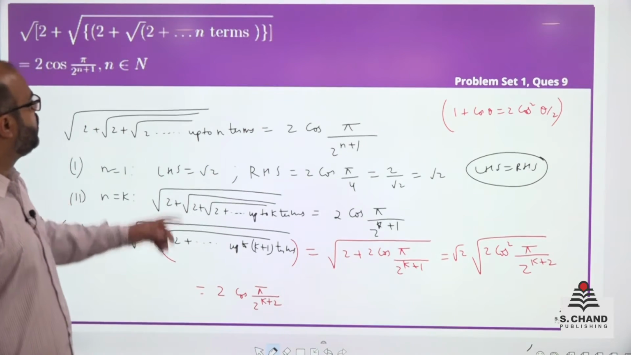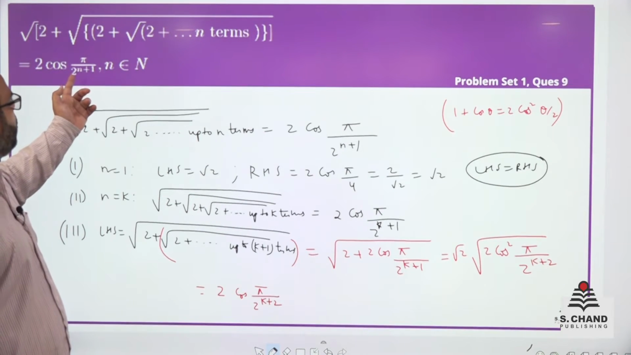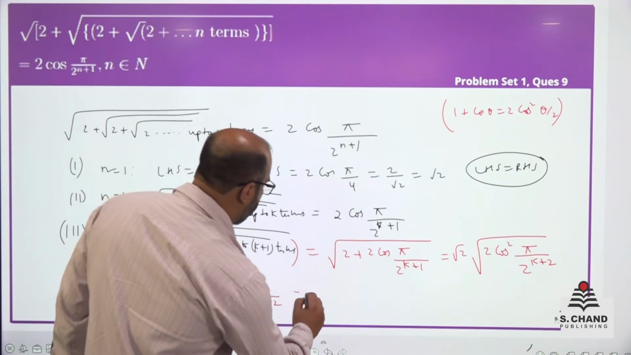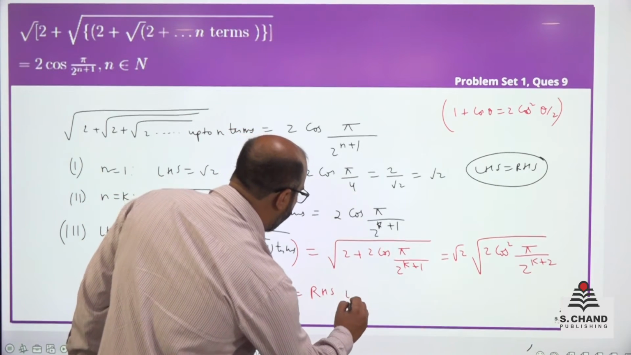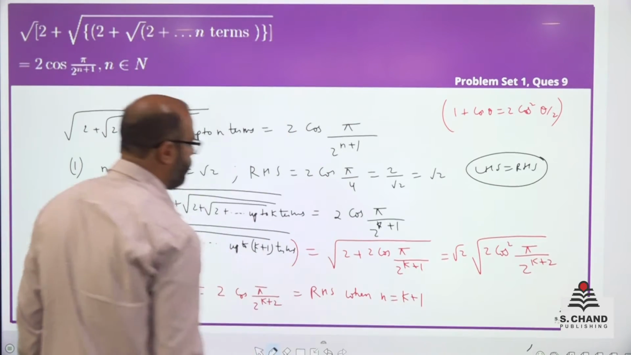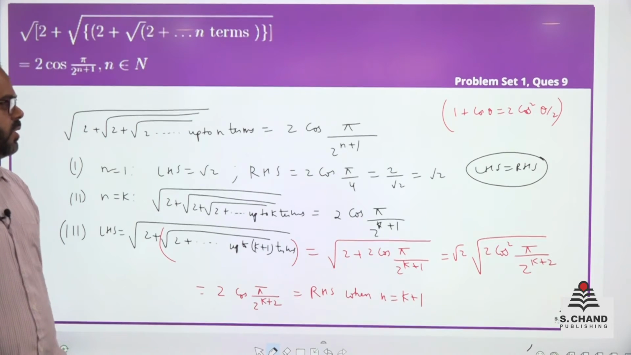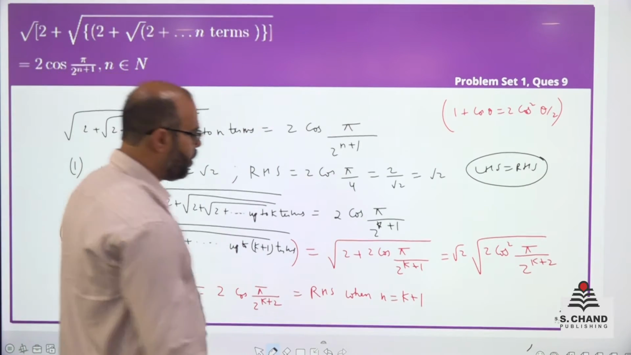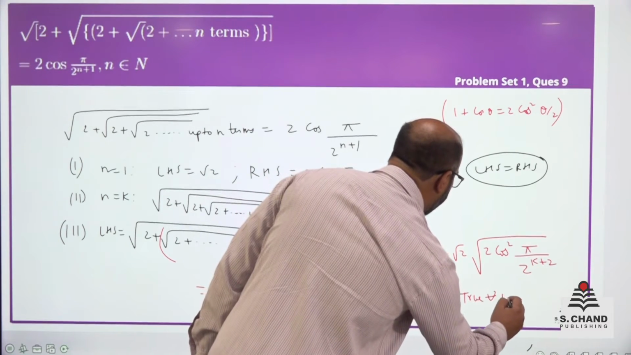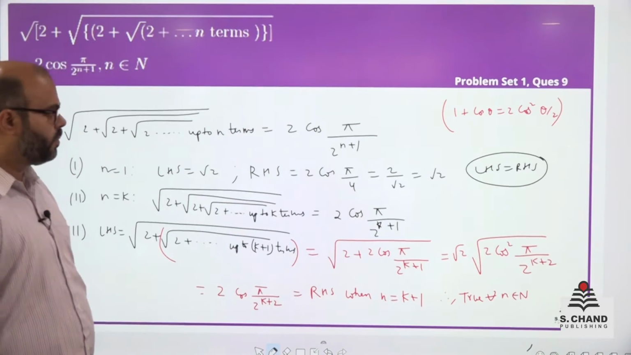What will this be? This will be the right hand side of the equation when n is equal to k plus 1. So this is equal to the right hand side when n is equal to k plus 1. So this is how we can prove this for k plus 1. This means, therefore, it is true for all n belonging to natural numbers, as it is said.